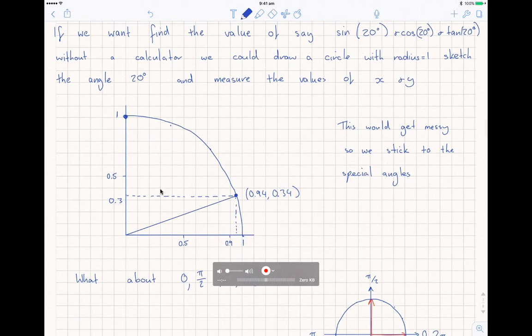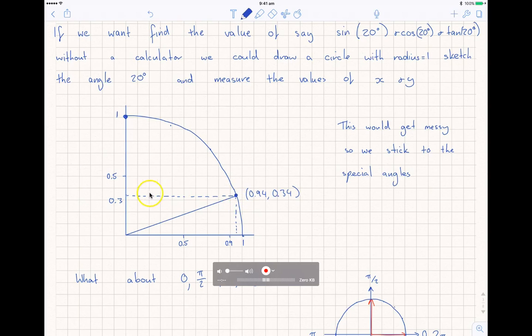So I've done a bit of a sketch here. I've just used a scale of 0.1, 0.2, 0.3, 0.4, 0.5, etc. on both axes. I've drawn in what I think is about 20 degrees. And then seeing here, I can see that my x coordinate is 0.94 and my y coordinate is about 0.34. I used a calculator to actually get those exact answers.